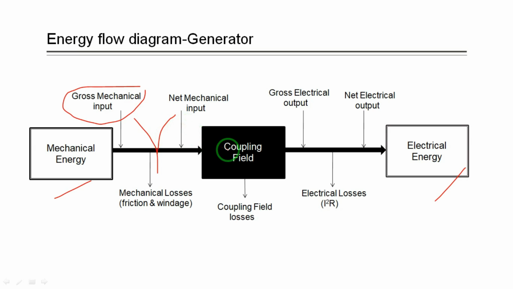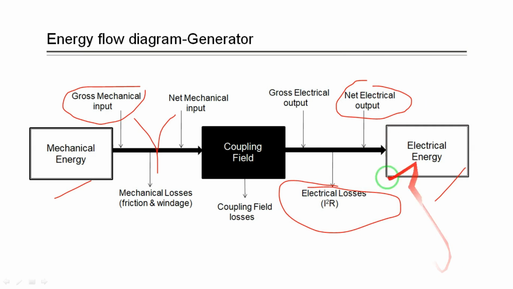This input is connected to the coupling field, where there are some losses also. Then that is called gross electrical output, which is connected to the electrical energy, but there are some electrical losses. After that, the net electrical output is connected to the electrical energy. So this is the energy flow diagram of a generator.